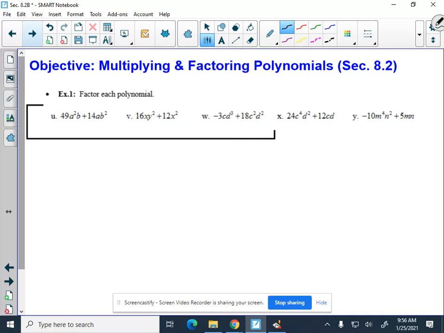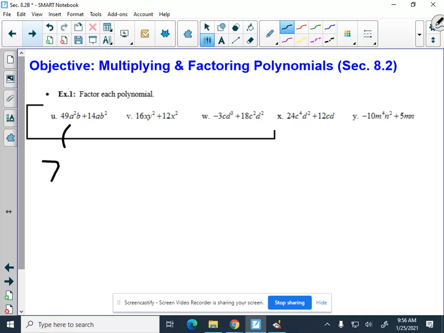All right, U. What can go into 49 and 14? Anybody have any idea? 49 is what times what? 7 times 7. Will 7 go into 14? Let's bring out a 7.